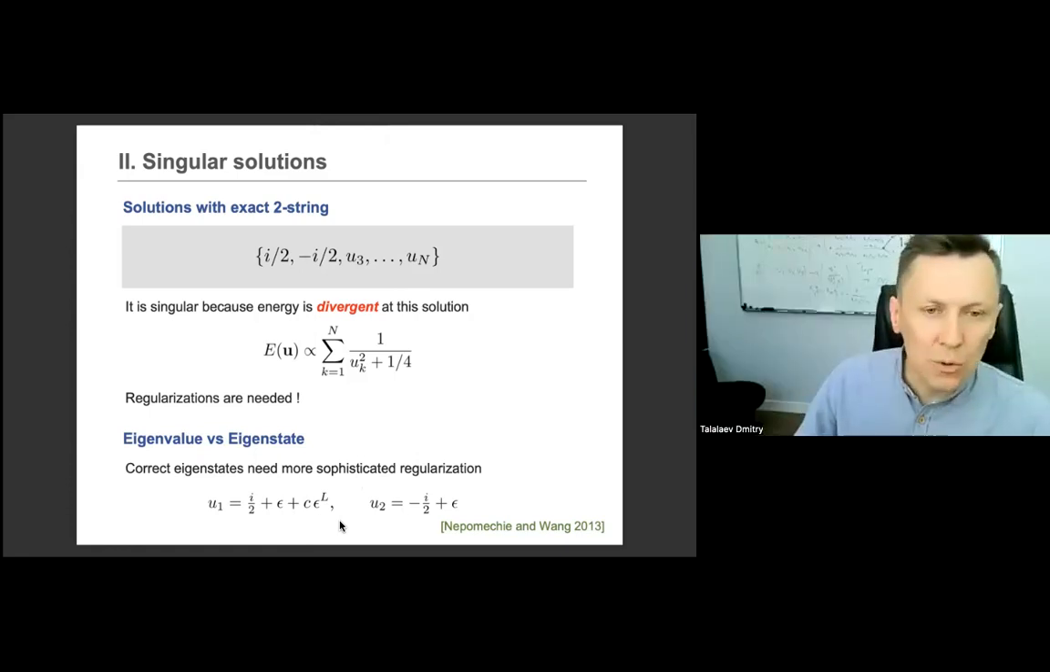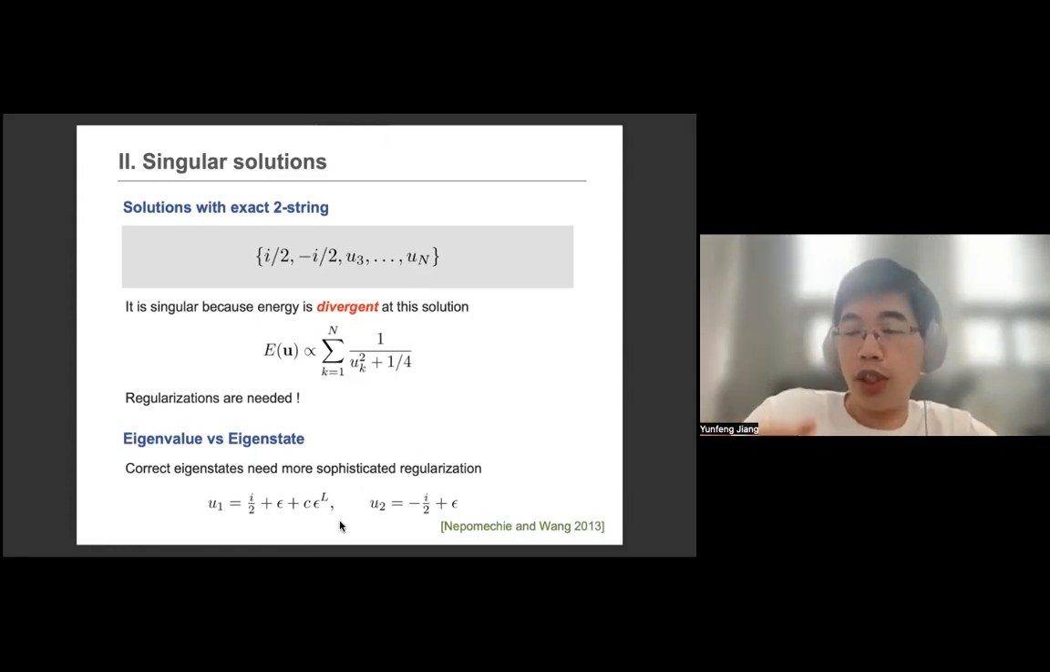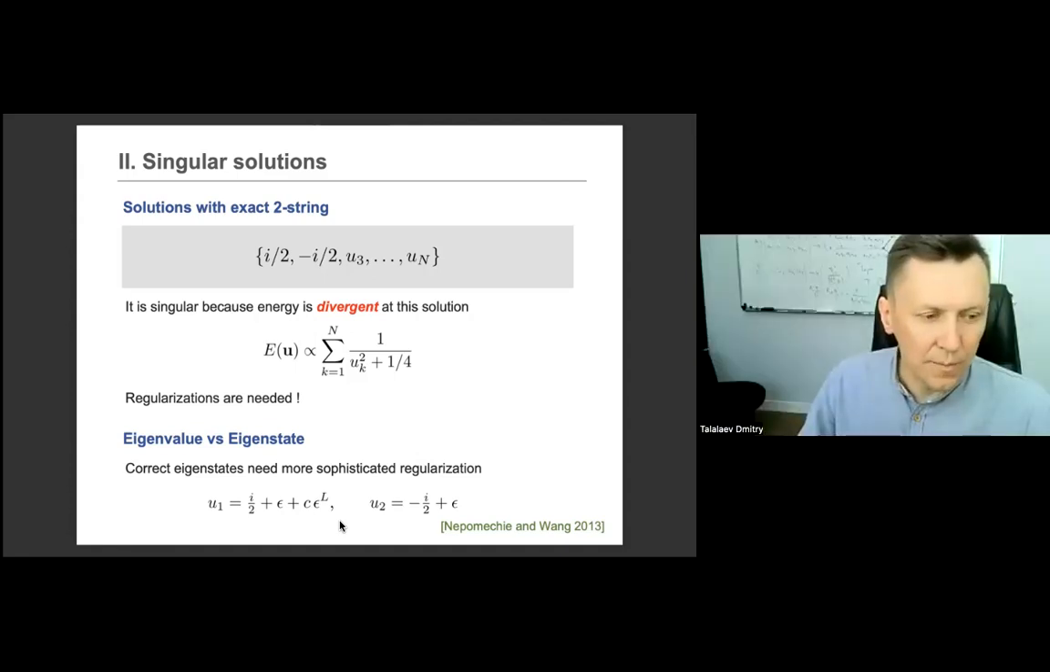What does it mean, good? Good just means it is an eigenstate of the Hamiltonian. If you plug this solution in the Bethe state, and then after all this regularization it is an eigenstate, then it's good. If it's not, then it's not good. Okay.